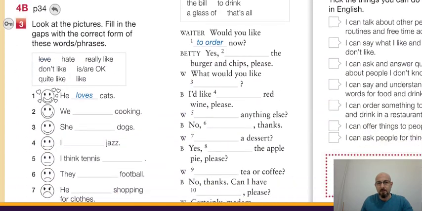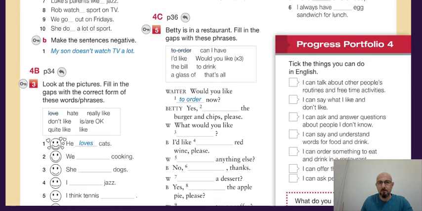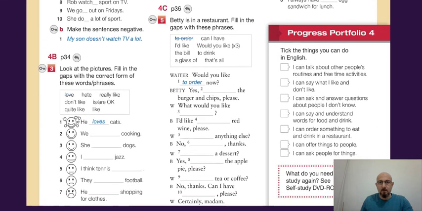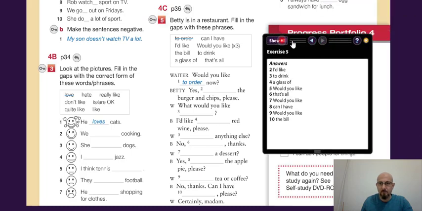Okay, and next one, number five. It's a bit long. Okay, so this is a conversation in a restaurant, filling the gaps with these phrases. You read and you take the answer from here. Okay, would you like to order now? Yes, I'd like the burger and chips, please. What would you like to drink? Okay, and the same. You just fill in the gaps.